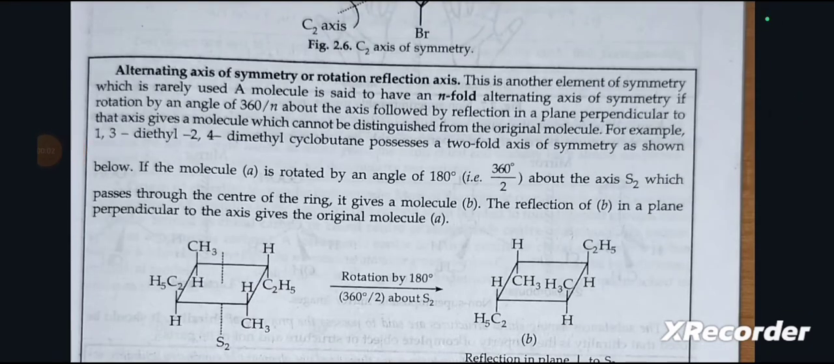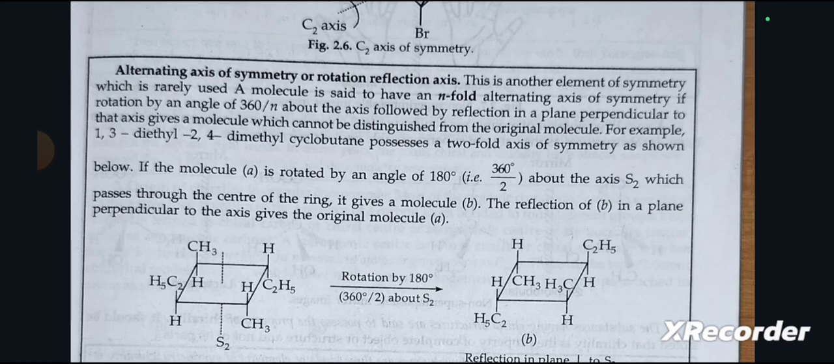Alternating axis of symmetry or rotation-reflection axis. This is another element of symmetry which is rarely used. A molecule is said to have an n-fold alternating axis of symmetry if rotation by an angle of 360 divided by n about the axis, followed by reflection in a plane perpendicular to that axis, gives a molecule which cannot be distinguished from the original molecule.